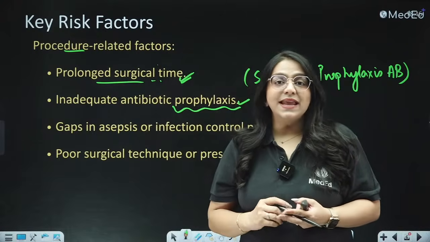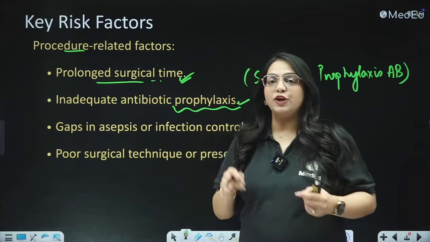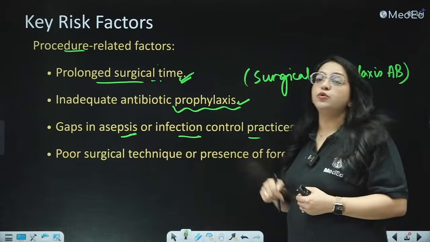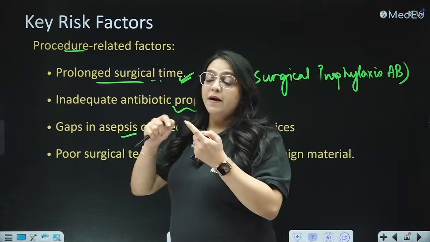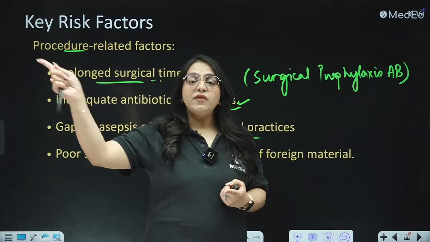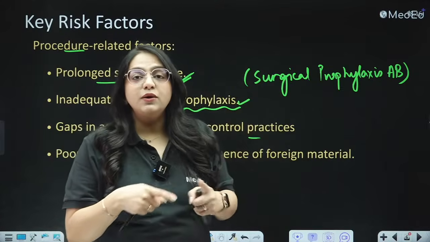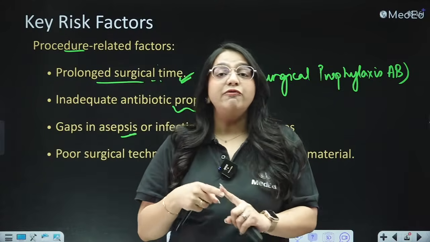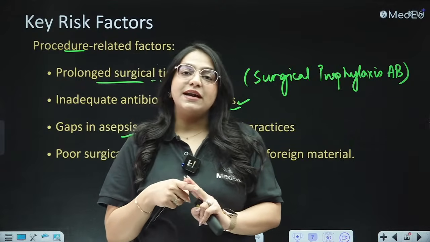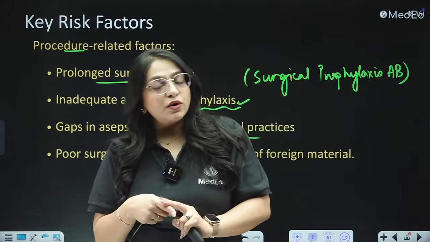So two mistakes can happen. One, you prolong the surgical time. Second, the antibiotic cover that you have chosen was incorrect. There are gaps in asepsis or infection control practices. There are no HEPA filters in the operation theatre, so there is influx of air from the outside environment, and the air inside the OT is unfiltered. Secondly, the autoclaving procedure or the surgical instruments that you are using were not properly sterilized. The sterilization controls were not put in place.